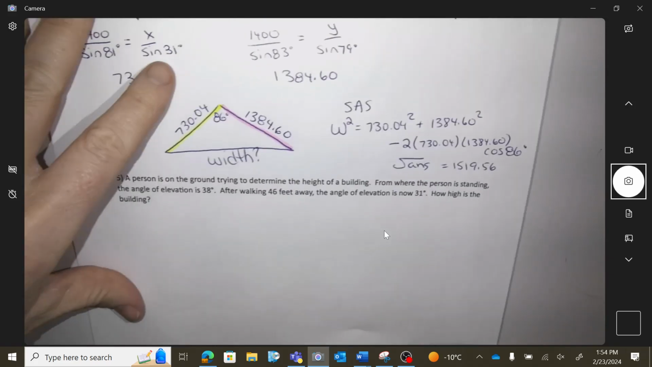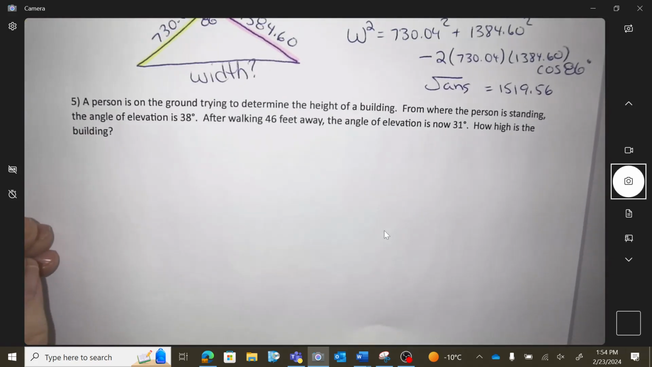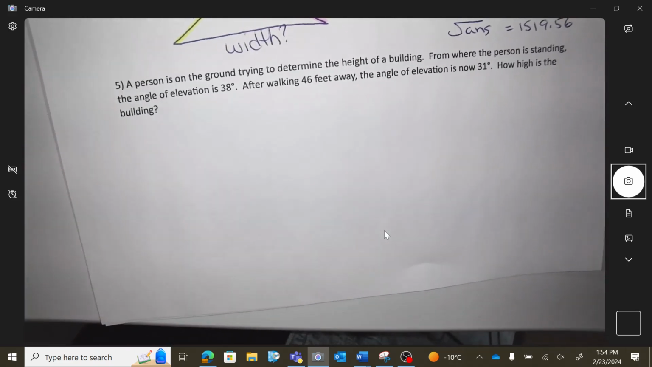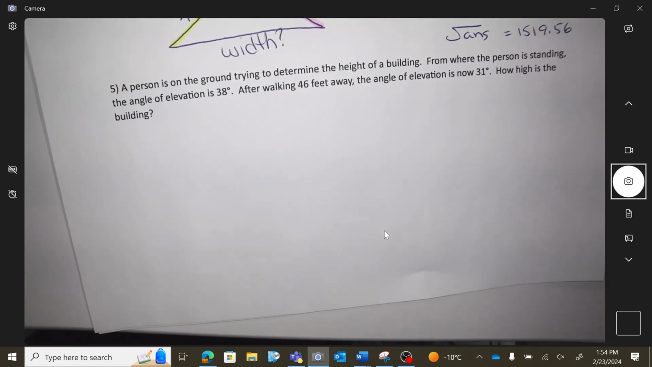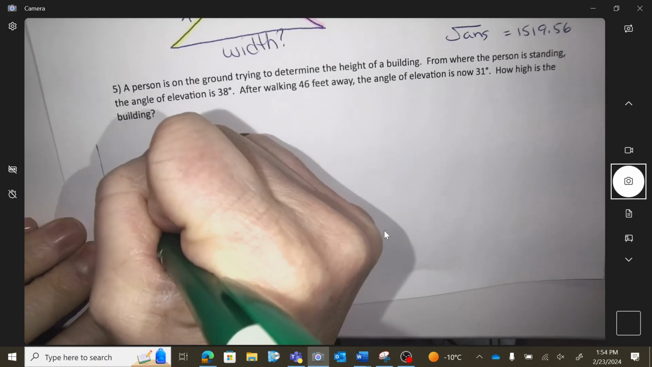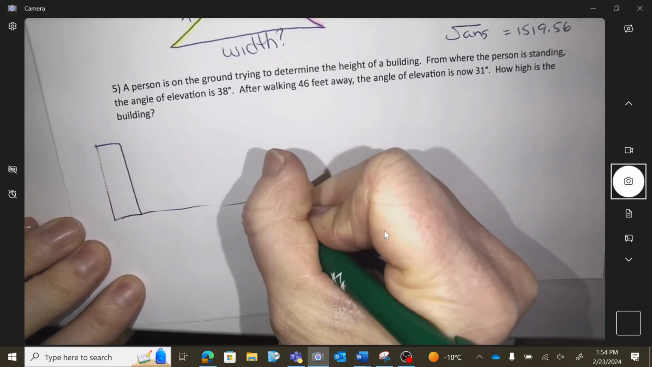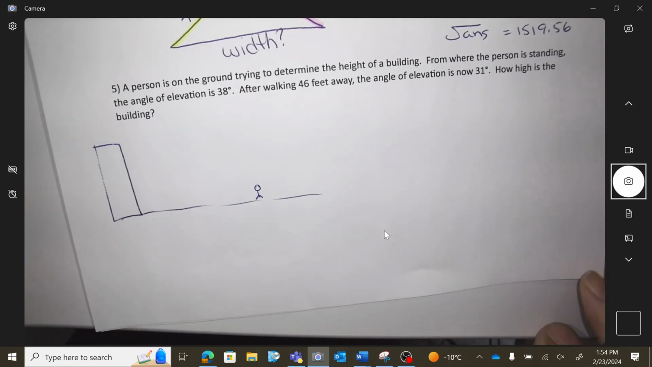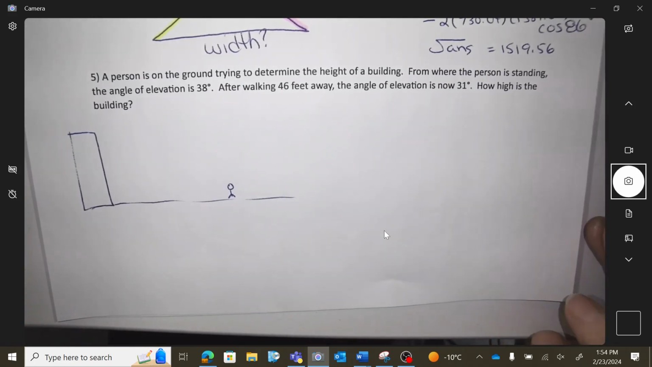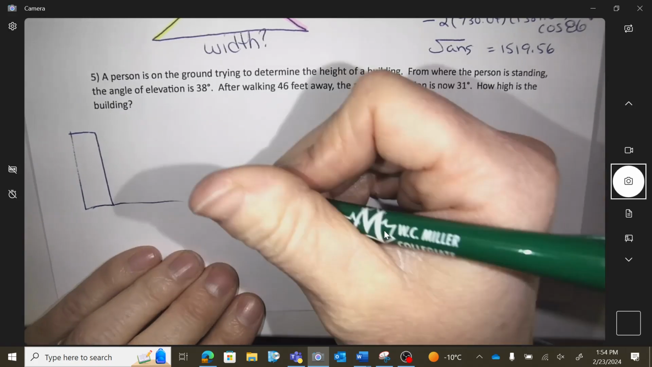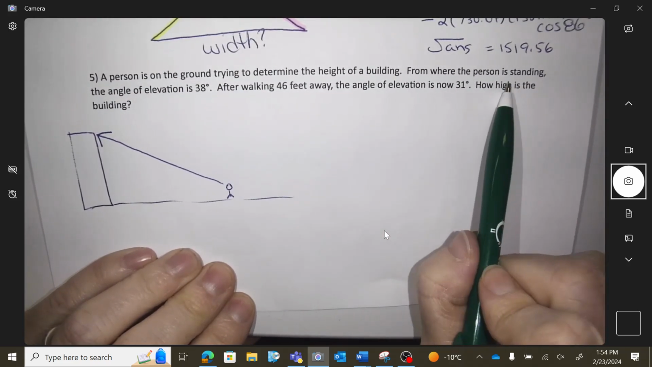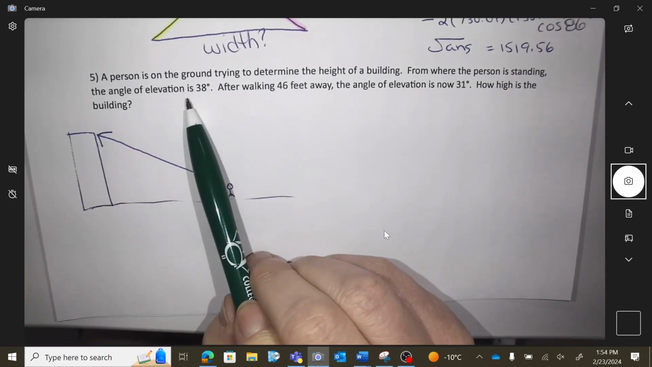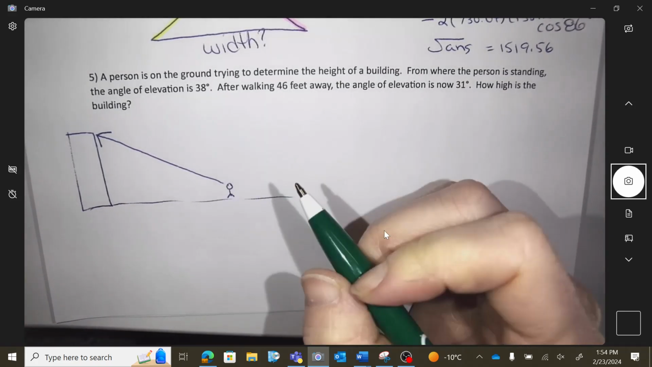Okay, a person is on the ground and they're trying to determine the height of the building. What kind of question is this? The one where we went outside and measured the flagpole. So do you remember the drawing of the situation? We're going to figure out the height of a building. And we are somewhere on the ground. And then remember, Sean looked up at an angle. So from where the person is standing, the angle of elevation is 38 degrees.